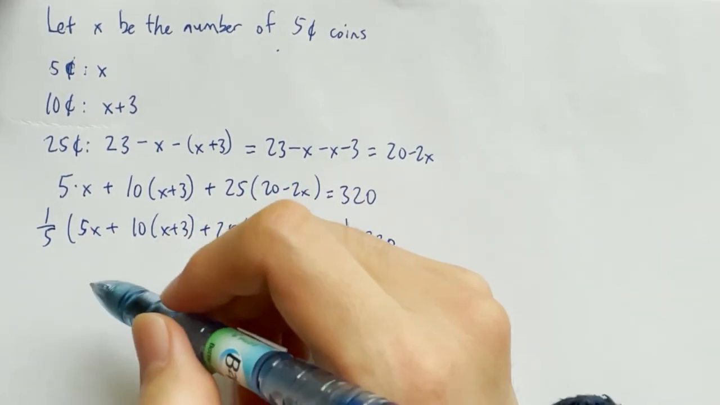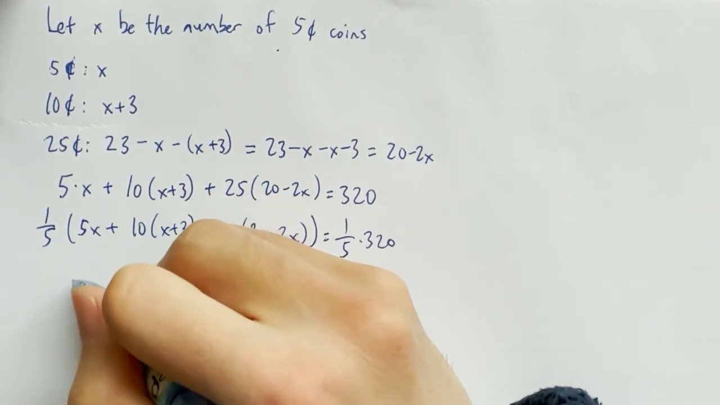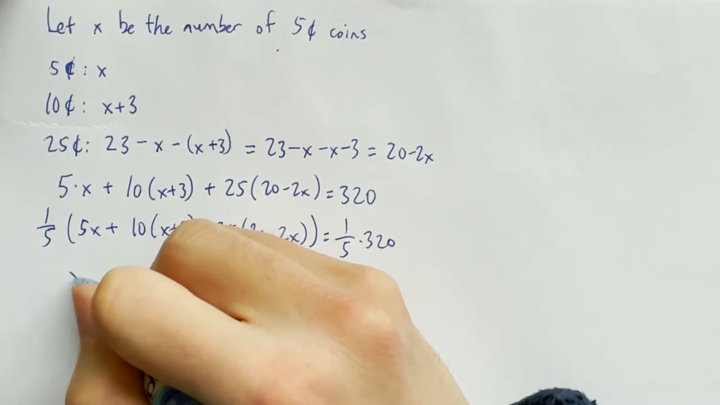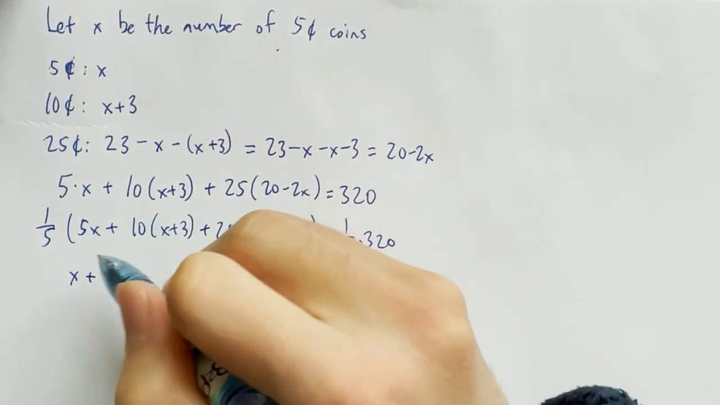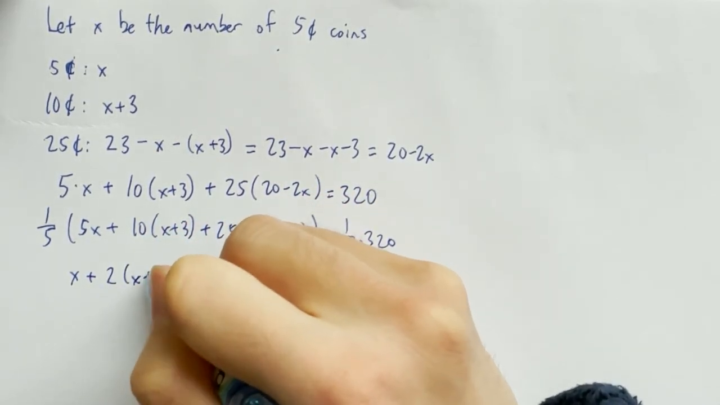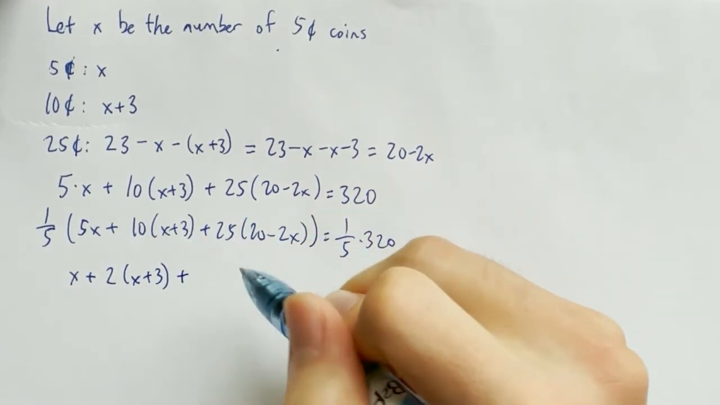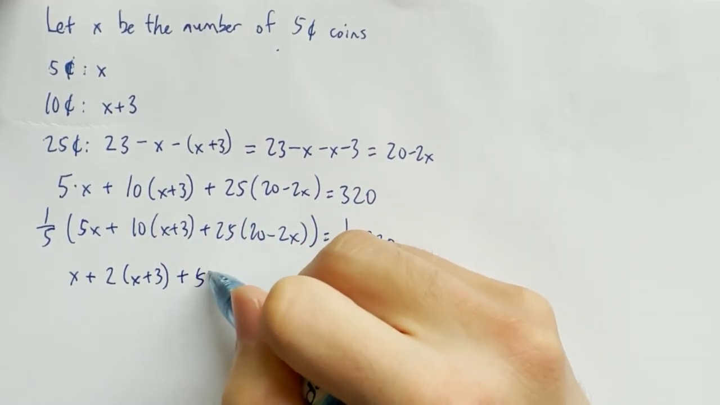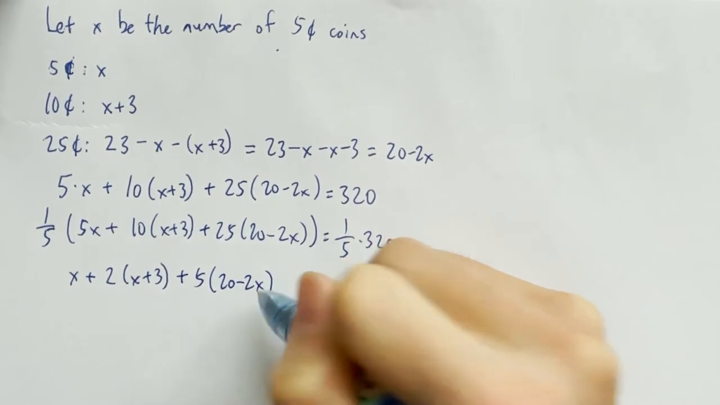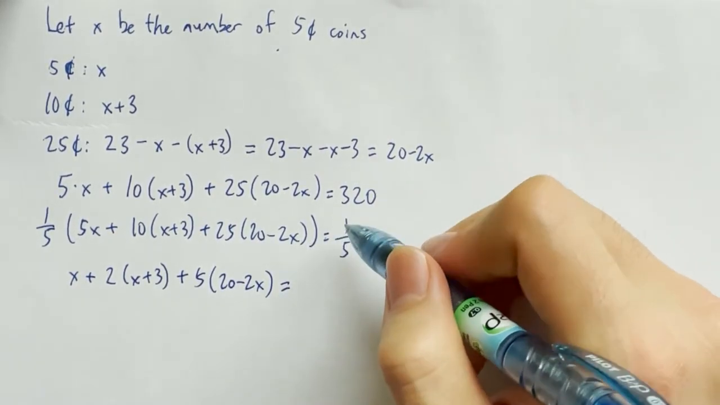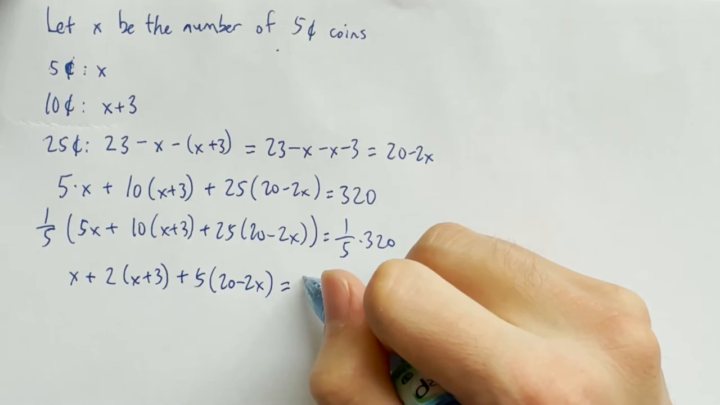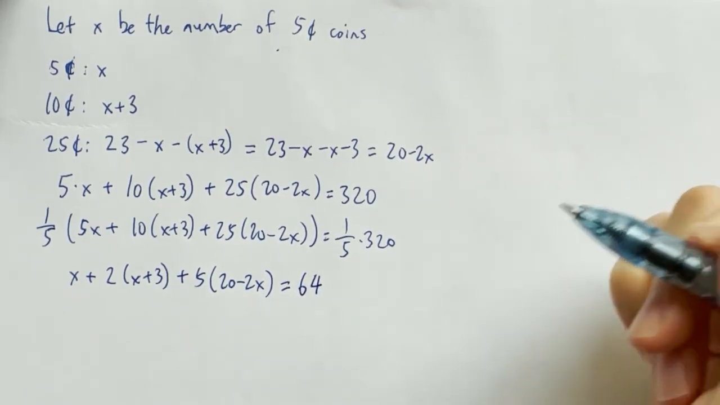Now simplifying this, I have 1/5 times 5, distributing this in, will leave me with 1, so I have just x left, plus 10 times 1/5 is 2 times x plus 3 here still, plus 1/5 of 25 is 5, and I have 20 minus 2x left here. And on the right-hand side, I have 1/5 times 320, which leaves me with 64.